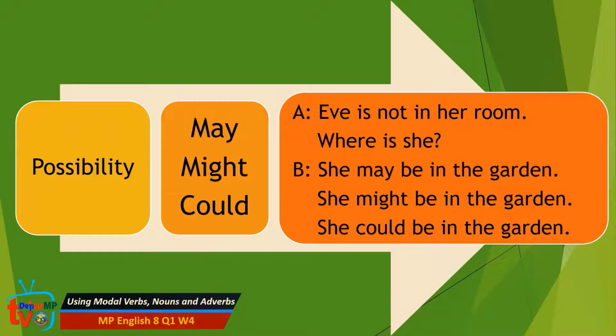Next modal verbs, we have may, might, and could. These are used when expressing possibility. For example, we have a conversation between A and B. A. Eve is not in her room. Where is she? B. She may be in the garden. She might be in the garden. She could be in the garden.